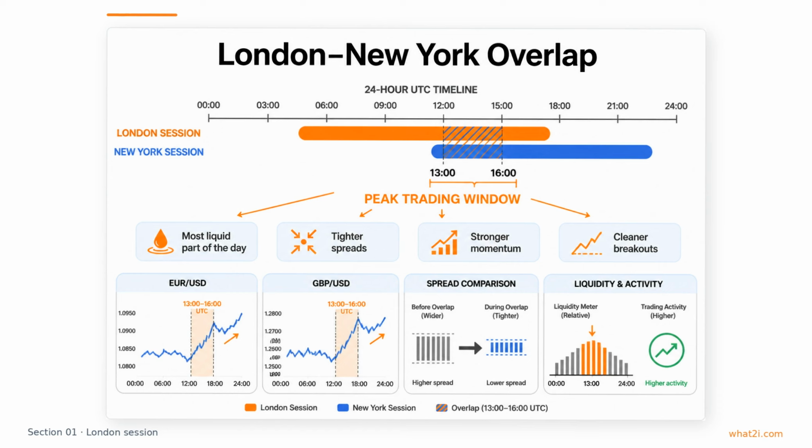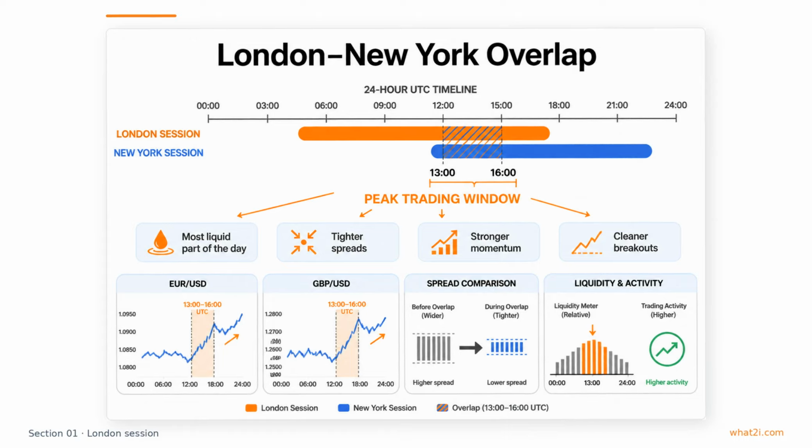In many cases, spreads are tighter and execution is smoother because there are more participants on both sides of the market. Major pairs like Euro/USD and GBP/USD may also show cleaner breakouts because volume is strong enough to push price through key levels with more conviction. That does not mean every move is easy, but it often means the market is more responsive and less thin. For many active traders, this overlap is the period they build their routine around.